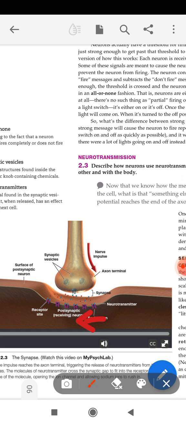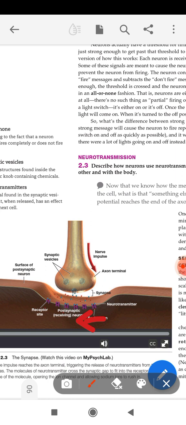Remember, I am repeating again: as soon as these receptor sites are filled with neurotransmitters, the sodium ions which are present outside the axon, which are positive in nature, rush into the axon of the receptor site, and hence the action potential continues to be delivered to another cell.